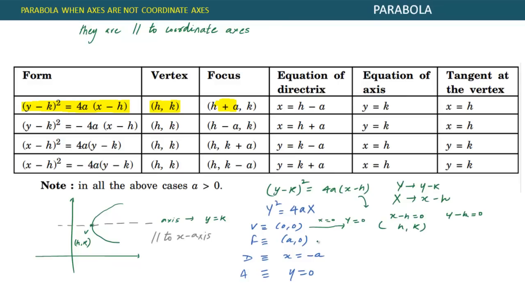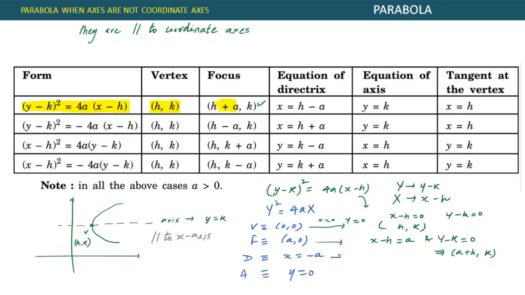Got it? Similarly, if we do this for the focus, x minus h should be equal to a and y minus k is equal to 0 only. So this will give you the answer a plus h comma k. That is what I have written over here. Check.